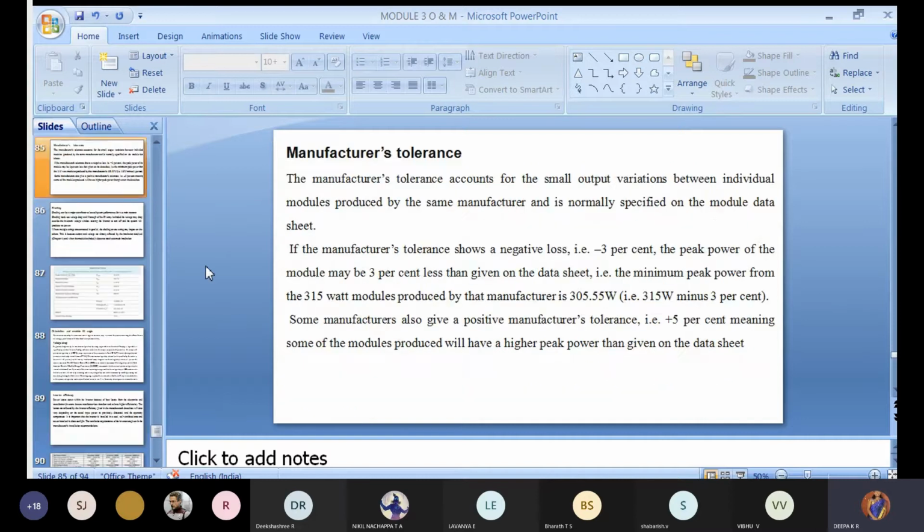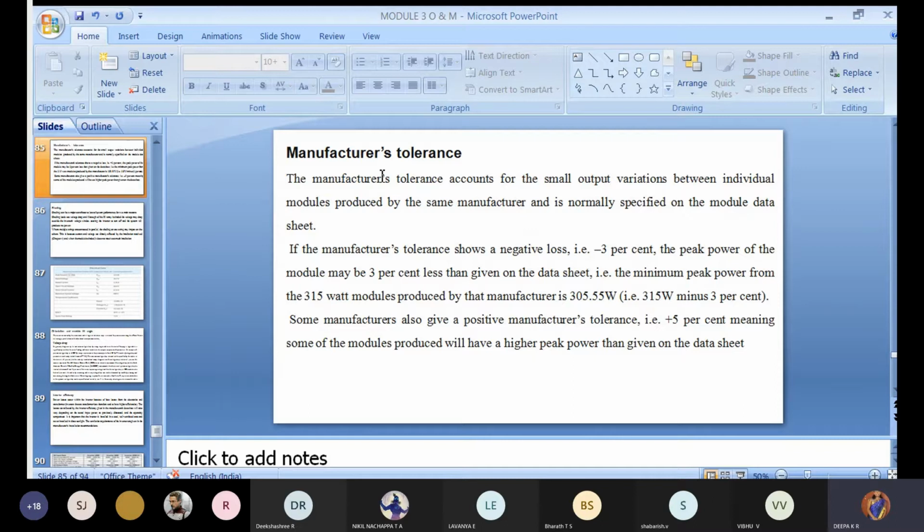Next is manufacturer tolerance. I hope this is already used in the calculation part. Manufacturer tolerance will be given in terms of positive or negative. This is based on the capability of your power output. If you consider one module, they'll say 315 watt will be given, or 350 watt. In that case, plus or minus values will be added as a tolerance, like your resistance. When you see the color coding, we have one more term called tolerance, silver or gold based on the color.